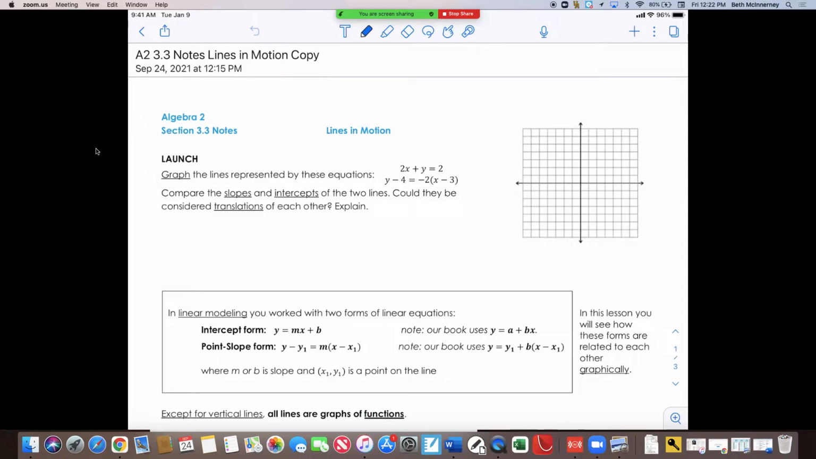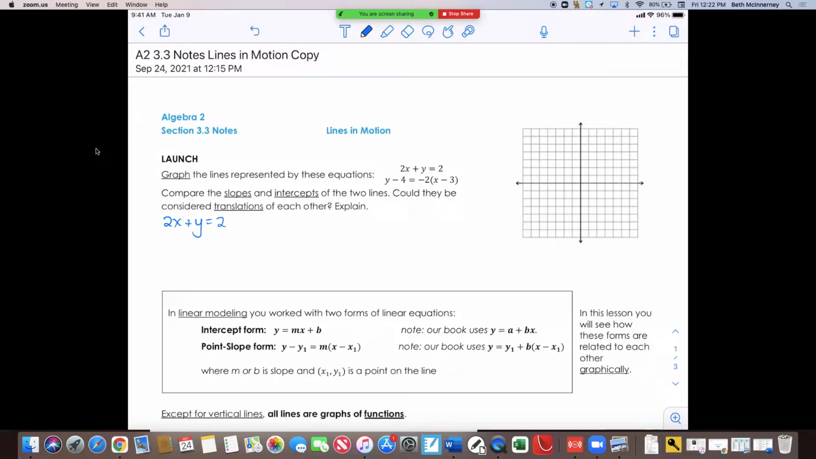It says graph the lines represented by these equations. So what we're going to do is we're going to start with the first one, 2x plus y equals 2. What's the easiest way to graph a line? Who remembers? What's the easiest way to graph a line?